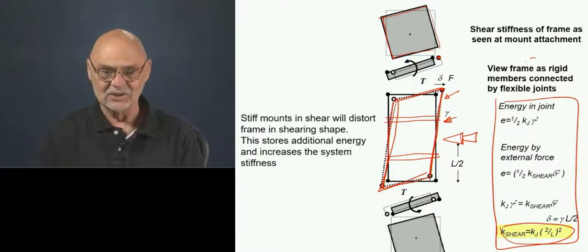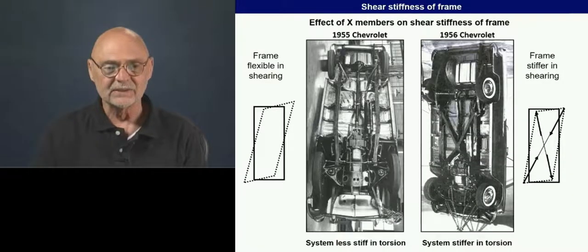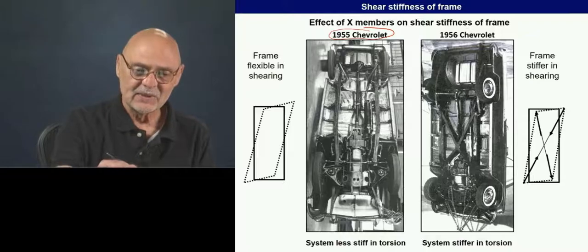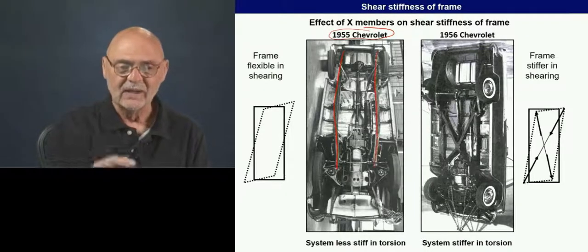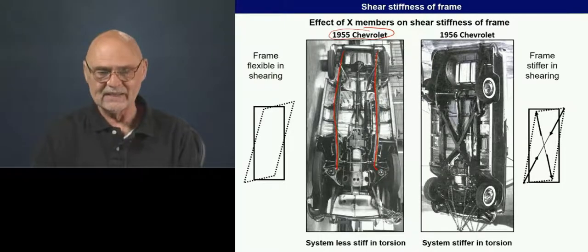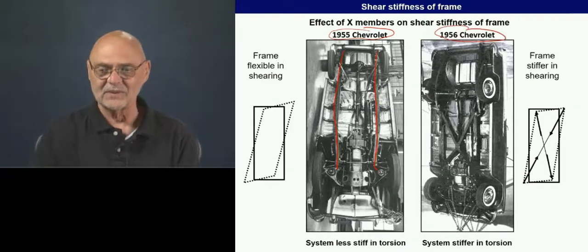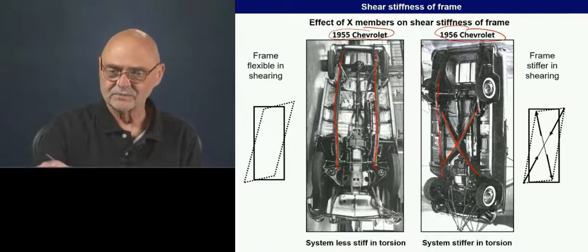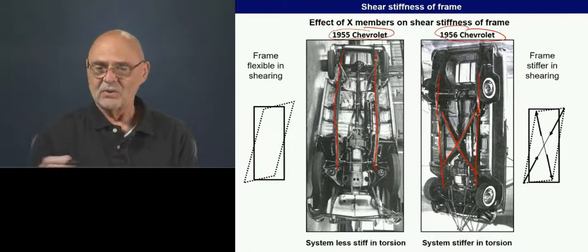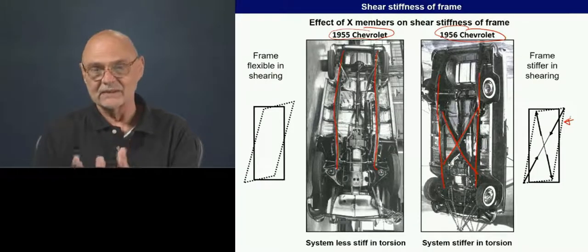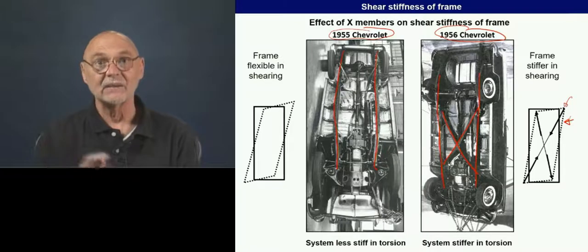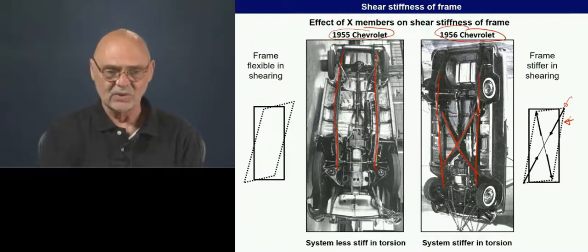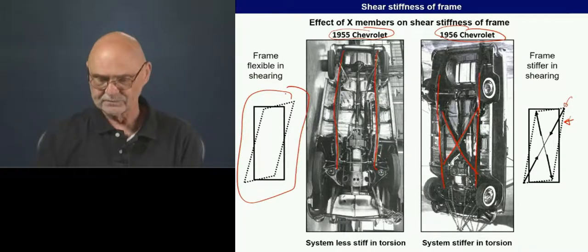And just to show you a historical example of that, here is a 1955 Chevrolet, so going way back in time. Here is the frame shape. There was a major change in the design going from 55 to 56. One of the things they did was add this X member to the frame. Okay, and what did that X member do? Well, basically, it resisted this kind of matchboxing deformation. So that again proves that the frame has to have good rigidity to resist this kind of shearing deformation.